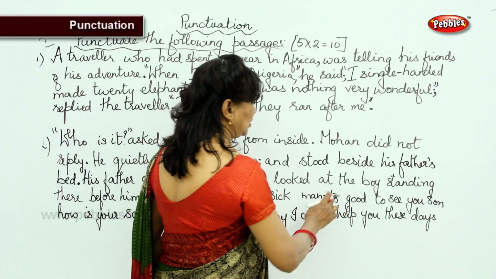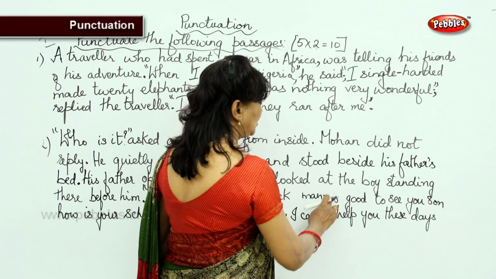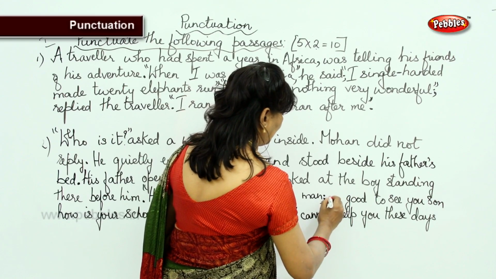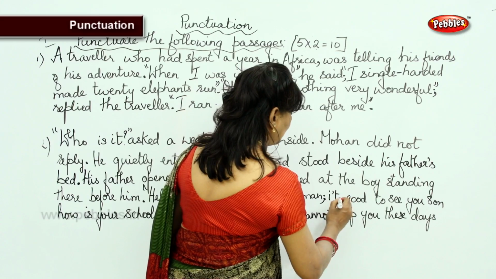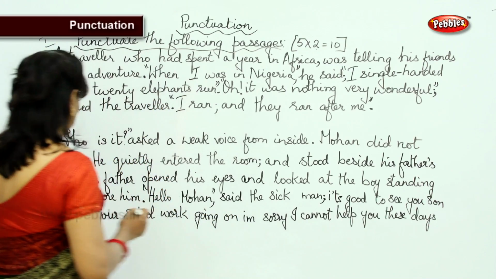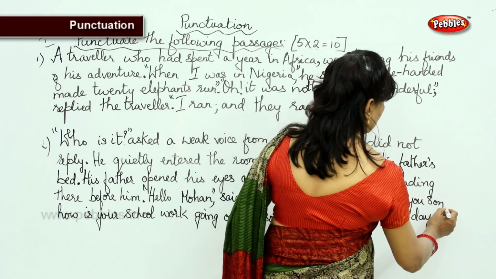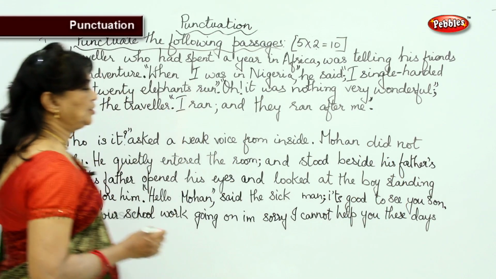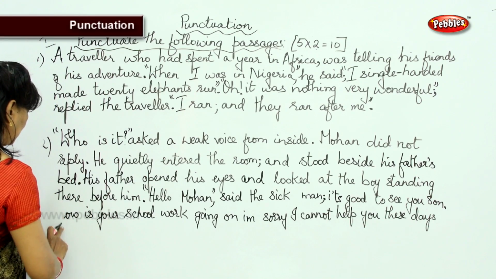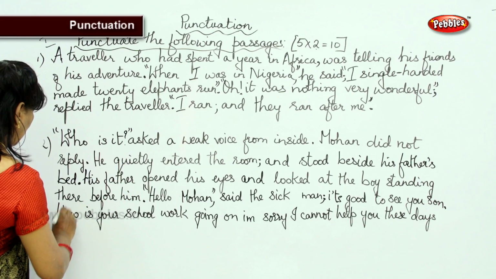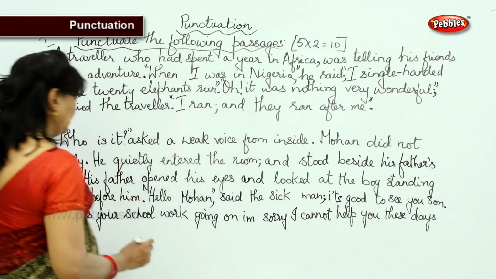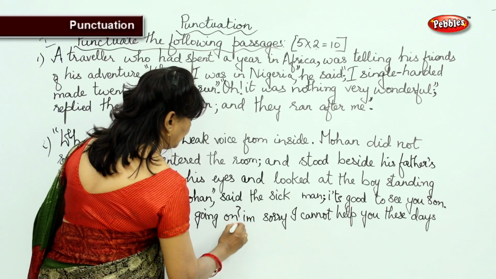It's good to see you. What does it become? It is good to see you. So you have to write I apostrophe ts. It is good to see you, son. It's good to see you, son. How is your schoolwork going on? Now that's a full stop there. So how is your schoolwork going on? It's a question, isn't it? So question mark.